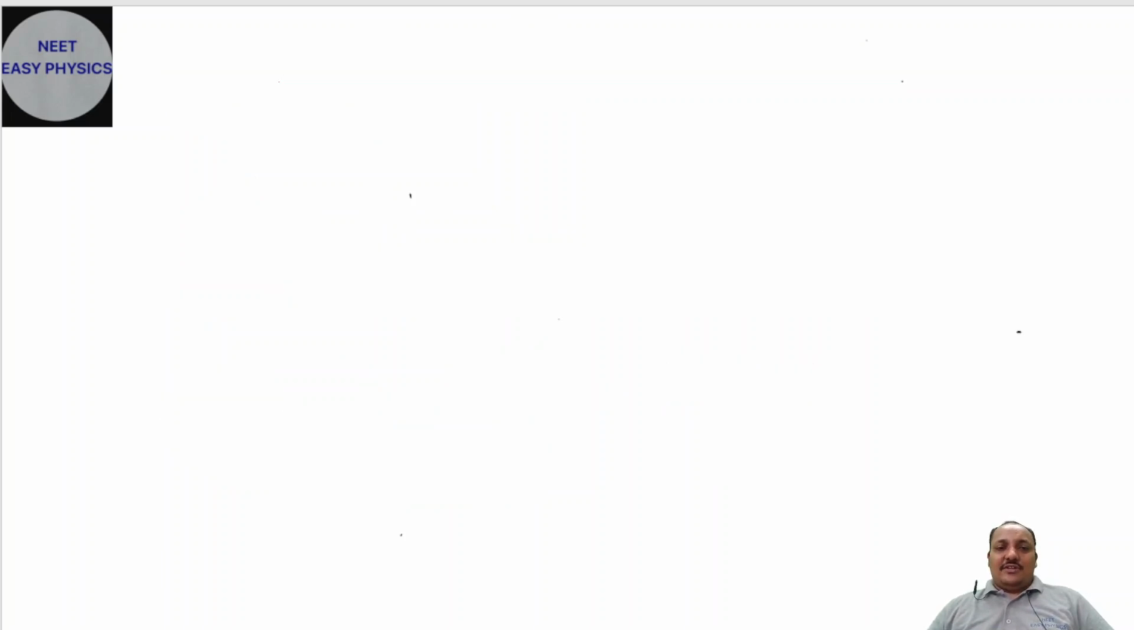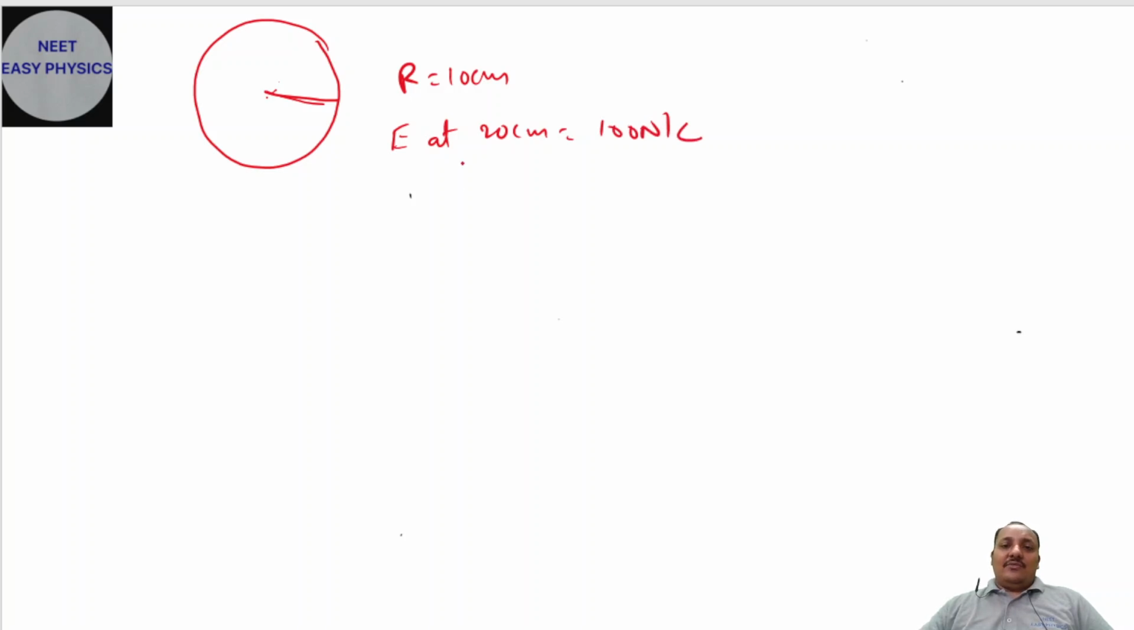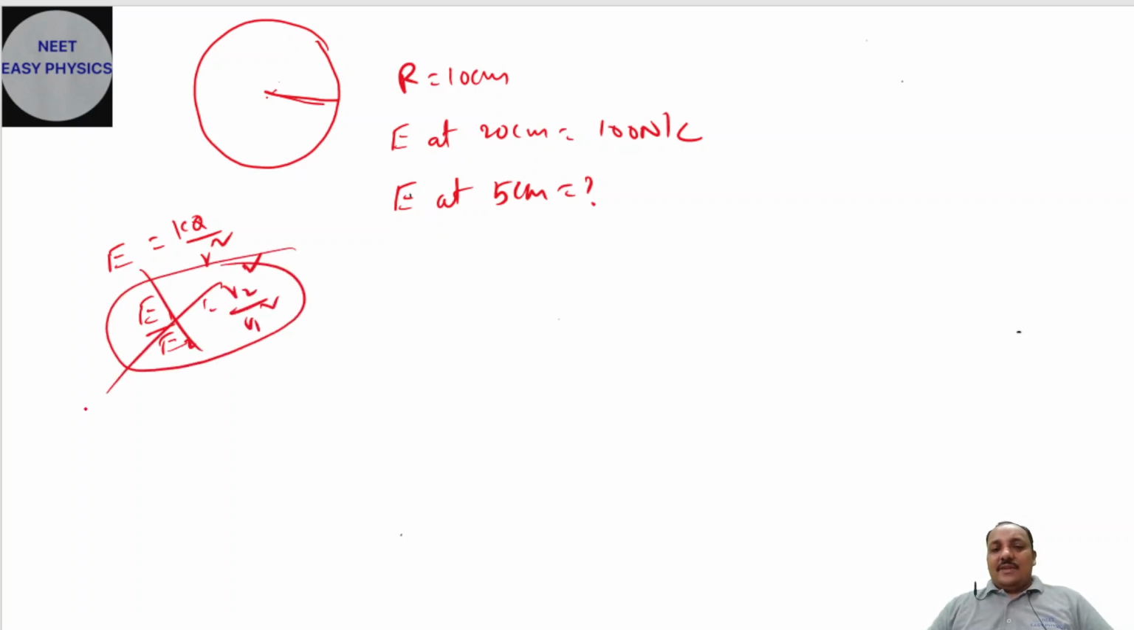Now how will they ask a question on this? They will give, in a conductor, without letting you know, a spherical conductor of radius 10 centimeters. So electric field intensity at 20 centimeters from the center of the sphere is 100 Newton per coulomb. So what is the electric field intensity at 5 centimeters? They will ask. So what will you people do? E is equal to kq by r square outside. Therefore E1 by E2 is equal to r2 square by r1 square. So many students will do this. But this is wrong.